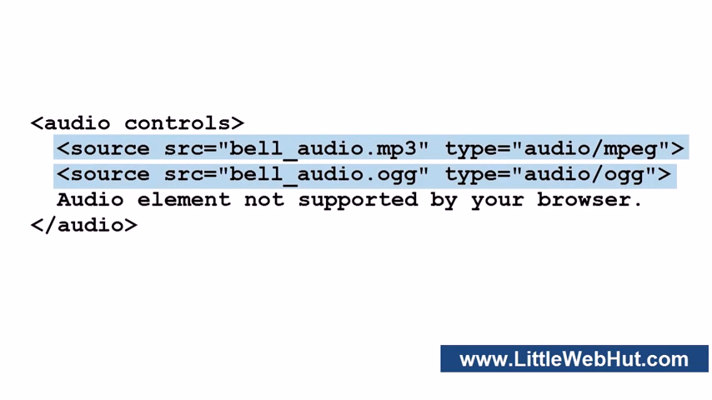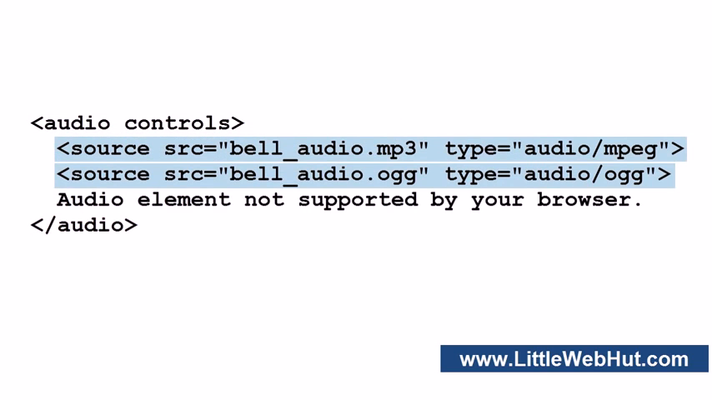Here is the other method for specifying audio source files. This method uses source elements. The source elements are added in between the start and end audio tags. You can add multiple source elements, which allows you to specify multiple audio files. With this method, if the browser does not support the first audio type, then it can try the next one. So at the time this video was made, the OGG audio file will play in the latest versions of Chrome, Firefox, and Opera, and the MP3 audio file will play in Internet Explorer, Chrome, and Safari.